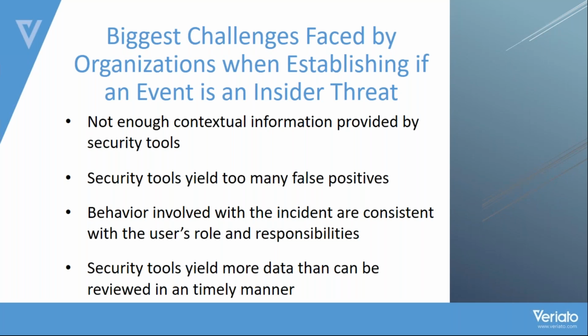Okay. So I have here, not enough contextual information provided by security tools is a problem. Security tools yield too many false positives, that I talked about. Behavior involved with the incident is consistent with the user's roles and responsibilities. What I mean is that we don't see an anomaly right now. It's consistent with what they should be doing, so we don't notice it. Security tools yield more data than can be reviewed in a timely manner.